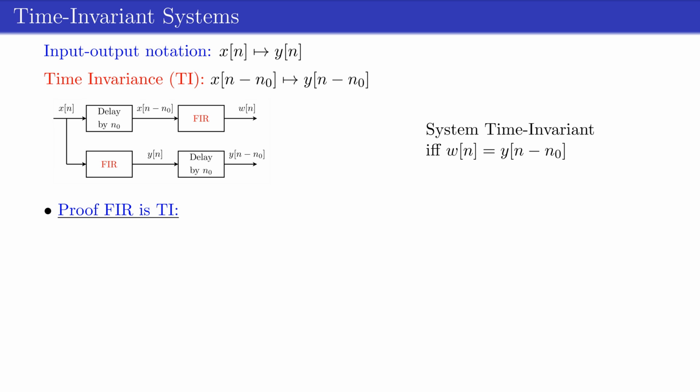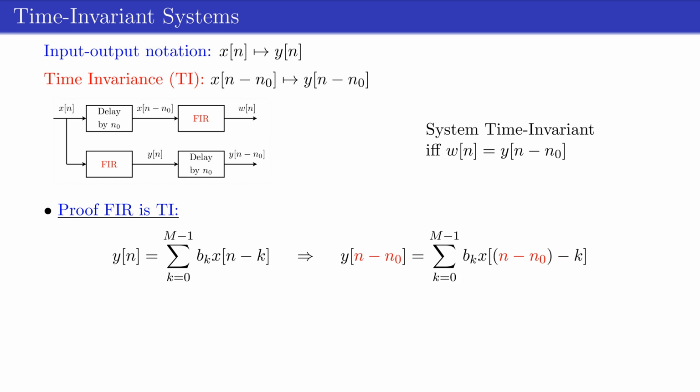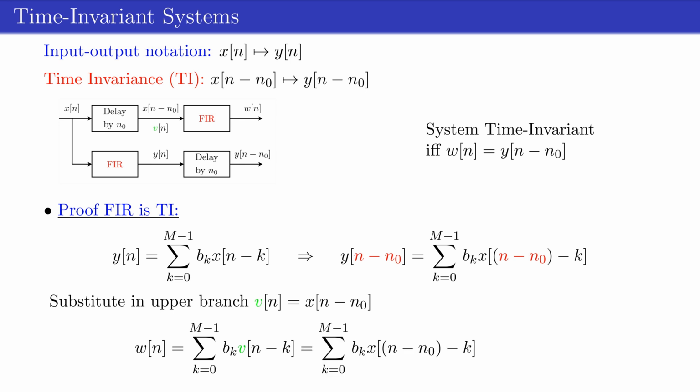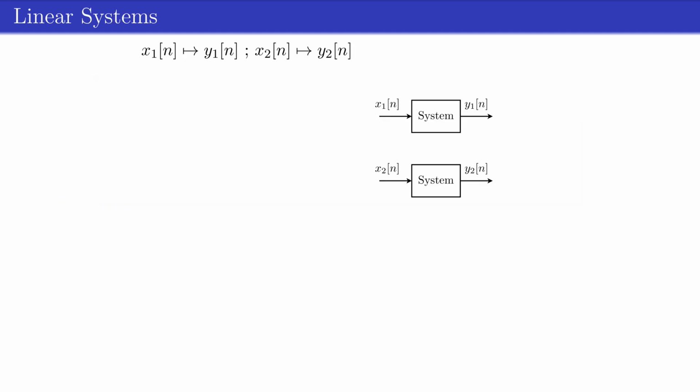It can be shown that an FIR filter is time invariant as follows. From the difference equation, it follows that the delayed output signal writes as the given equation. On the other hand, when using in the upper branch the signal v[n] for the delayed input signal x[n minus n0], and using the difference equation which describes the FIR filter, this results into the given equation, which is equal to the equation above, the delayed output.